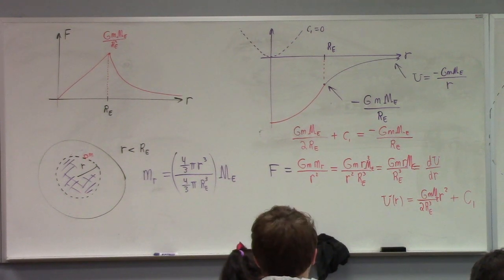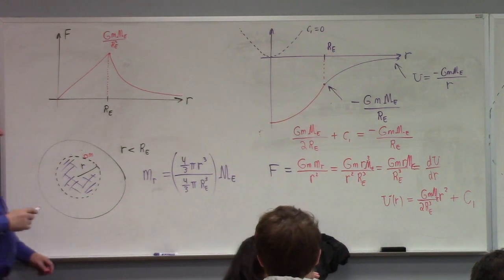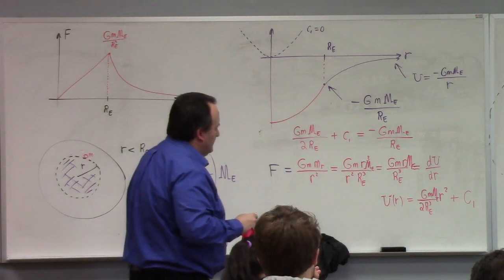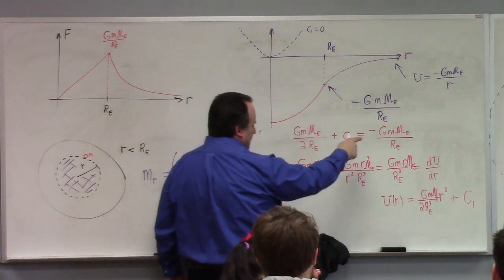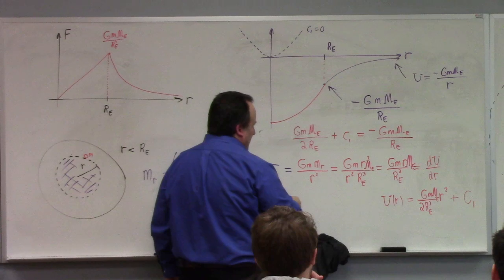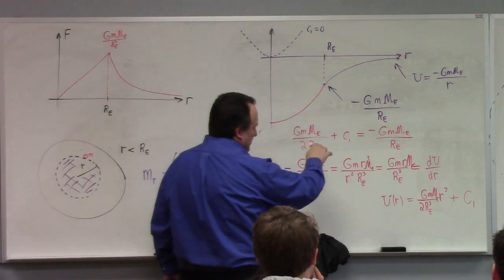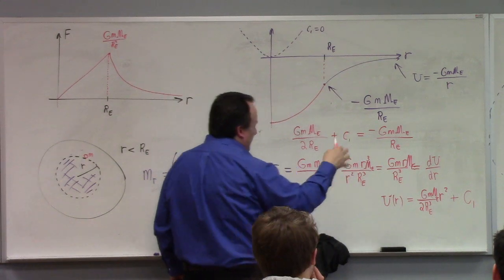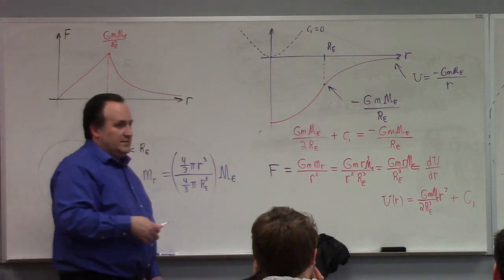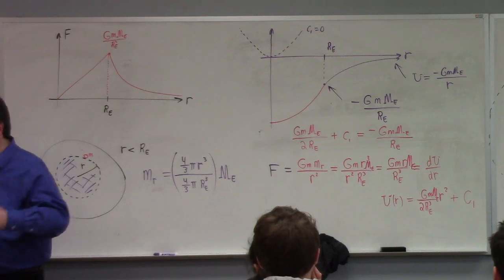So if I subtract that over to the other side, it looks like I'm going to have, if I'm not doing something wrong, minus 3 GMm over 2 Re. Anyway, enough of this.